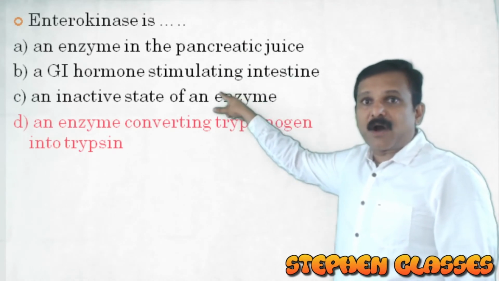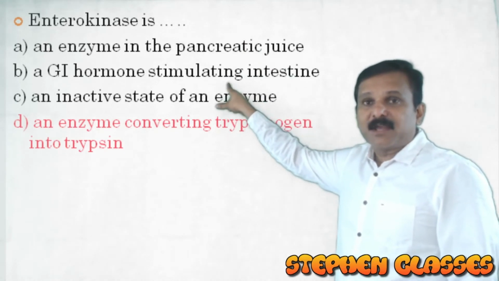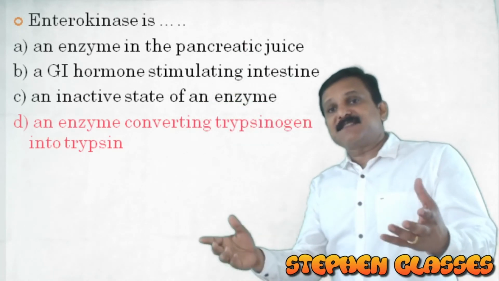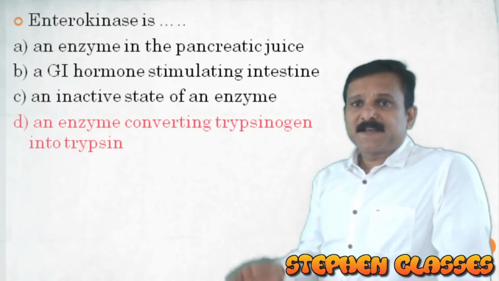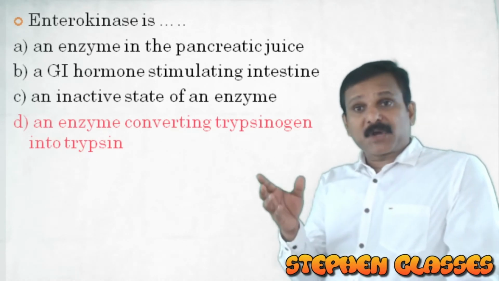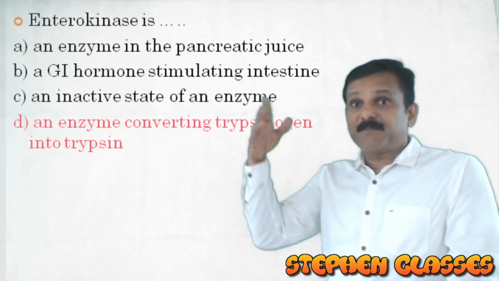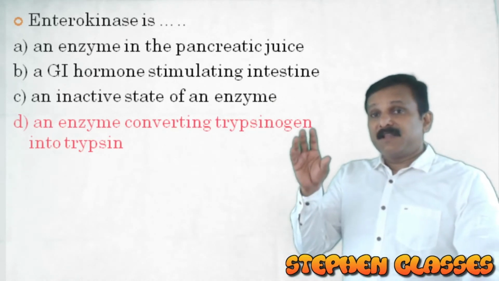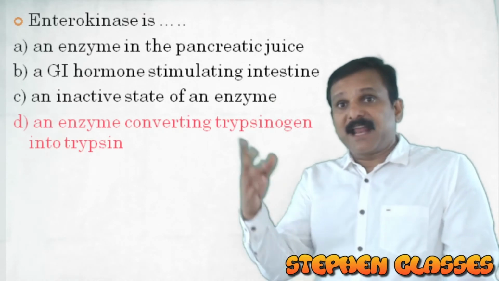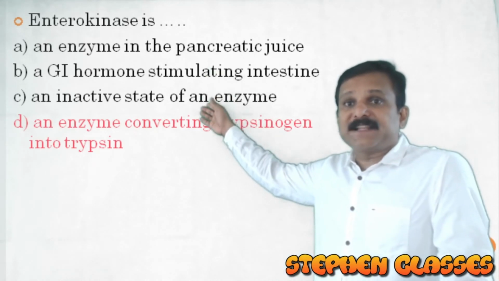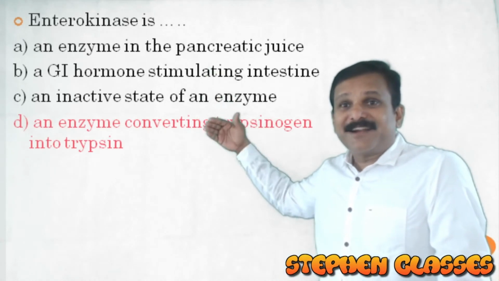What about GI hormones stimulating the intestine? Gastrointestinal hormones stimulating the intestine are of different types, like gastrin, secretin, cholecystokinin, and then enterogastrone or GIP. We will learn about these hormones later. Now, the inactive state of an enzyme is called proenzyme. So the correct answer is option D.